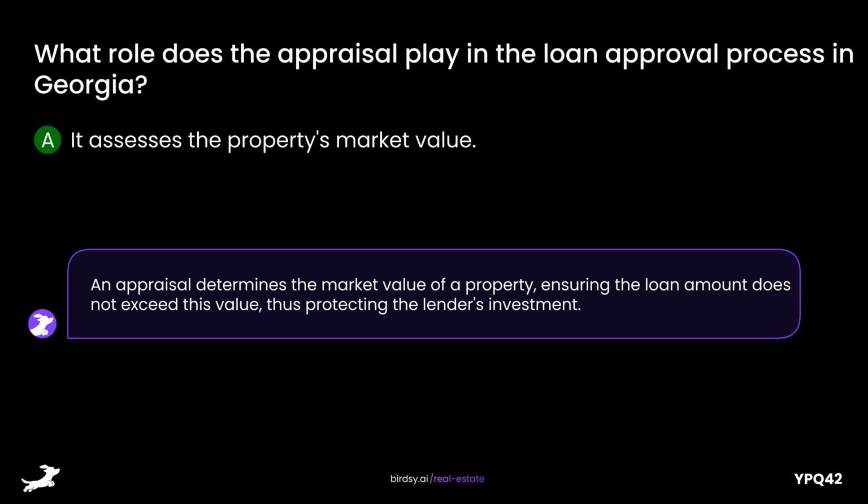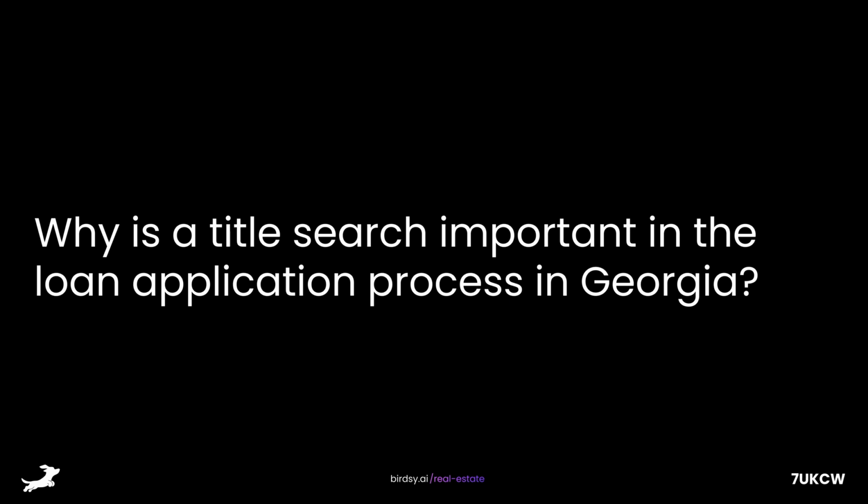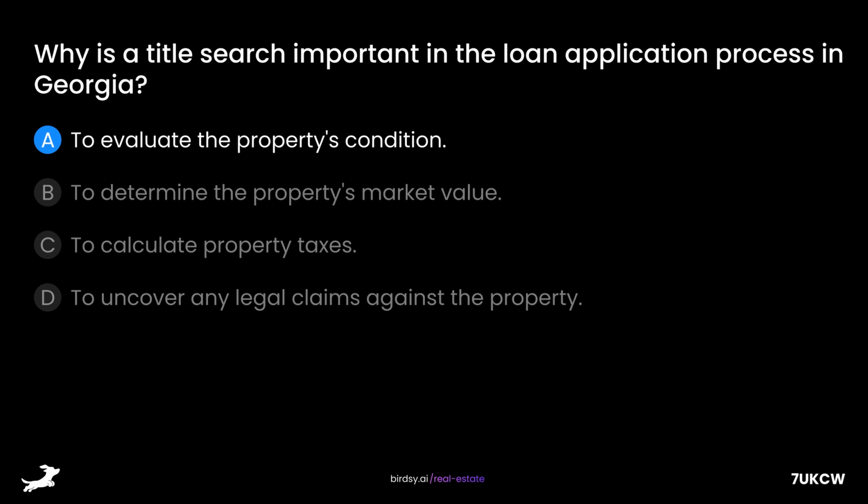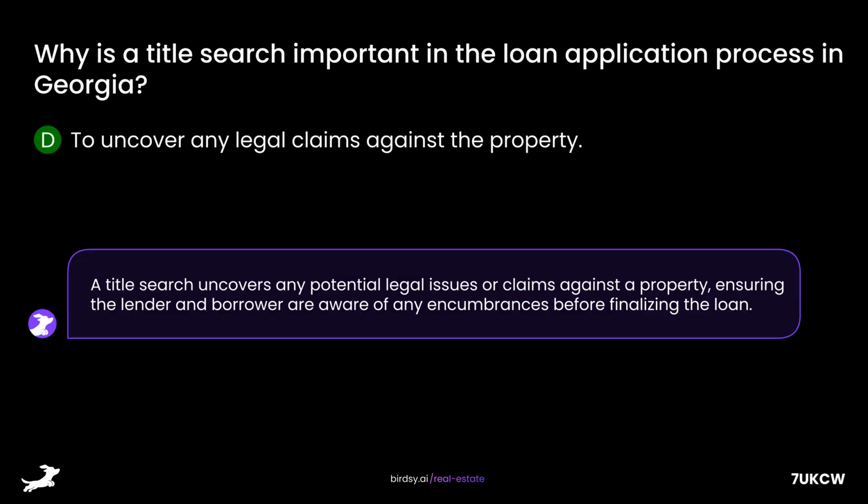the lender's investment. Why is a title search important in the loan application process in Georgia? Is it A, to evaluate the property's condition, B, to determine the property's market value, C, to calculate property taxes, or D, to uncover any legal claims against the property? The answer is D, to uncover any legal claims against the property. A title search uncovers any potential legal issues or claims against a property, ensuring the lender and borrower are aware of any encumbrances before finalizing the loan.